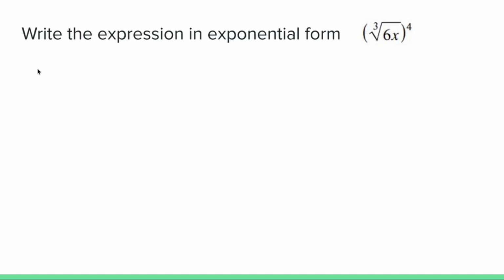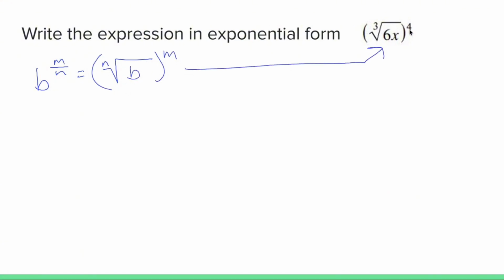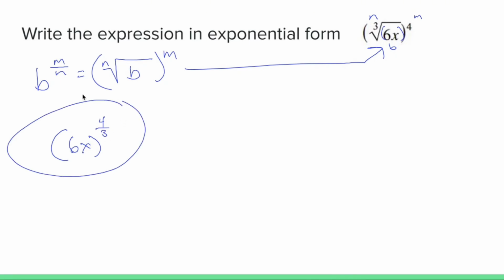Write the expression in exponential form. There's a little rule that says b to the m over n can be written as the nth root of b all taken to the m power. So labeling things up, I can say that you are my n, you are my m, and this whole thing is my b. Now notice how I wrap that in parentheses. I want to keep it that way. So my b is parentheses 6x because the whole 6 and the x is going to be applied to the cube root and to the 4th power. I can't just do the x part. I can't just not have parentheses. So m was 4, n is 3. That's my answer.